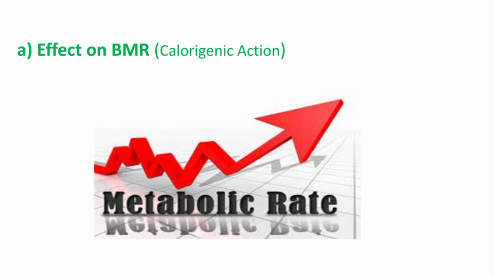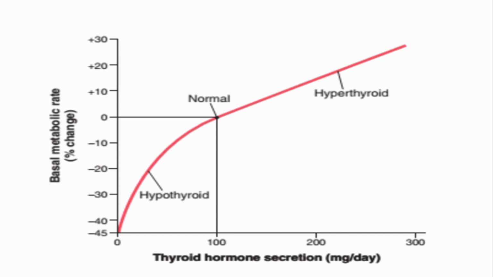Now thyroid hormone increases the BMR by increasing the size, number and activity of the mitochondria. It causes the cell membranes of most cells to become leaky to sodium ions, and it also increases the activity of the sodium potassium ATPase pump. As you can see in this graph, normal levels of thyroid hormone maintain the normal basal metabolic rate, or BMR. But when thyroid hormone secretion increases, as in hyperthyroidism, the BMR increases above normal, and in hypothyroidism the BMR decreases below normal levels.